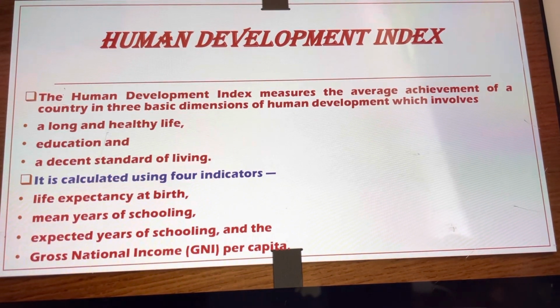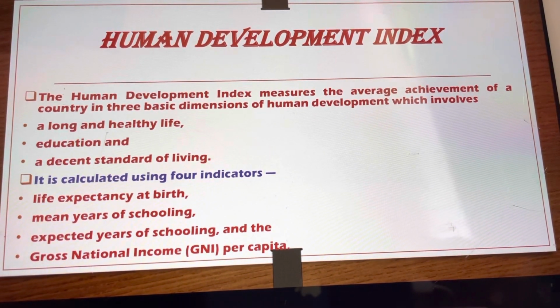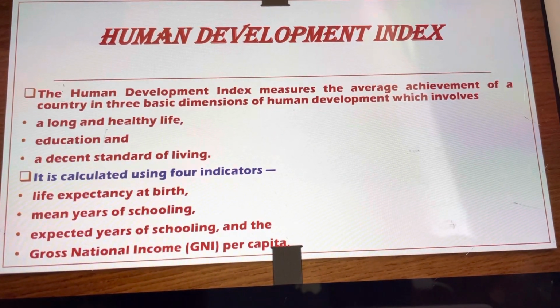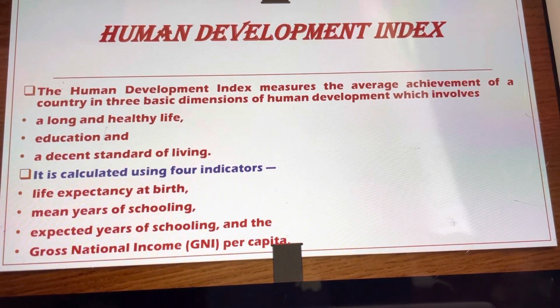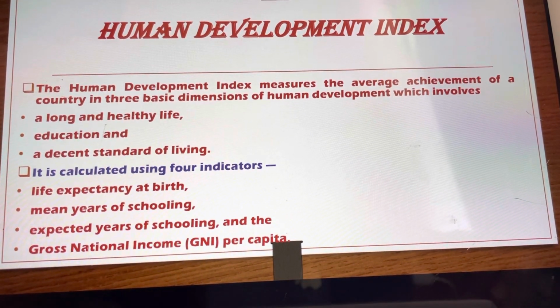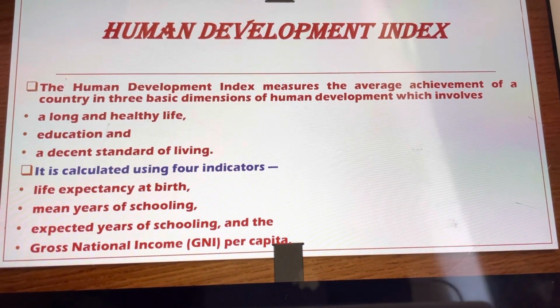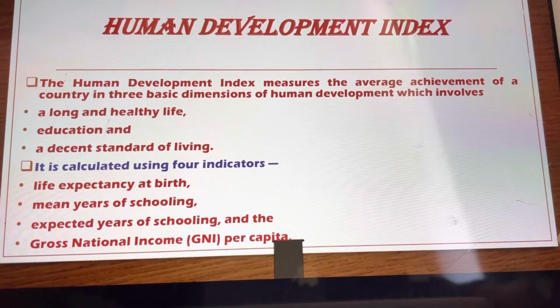It is calculated using four indicators: life expectancy at birth, mean years of schooling, expected years of schooling, and gross national income, GNI per capita. Per capita, we are talking about per person.